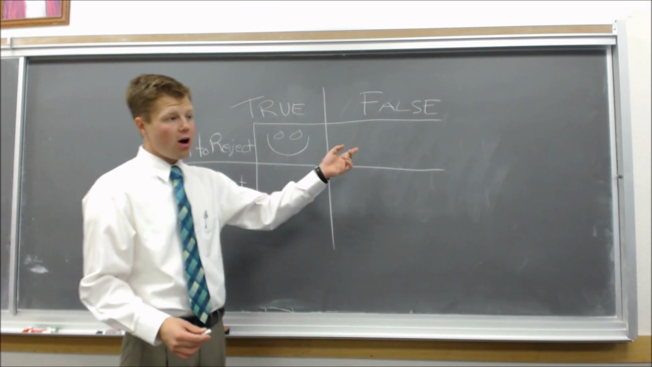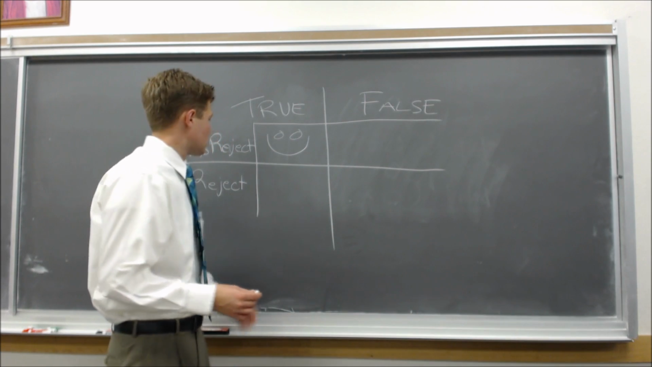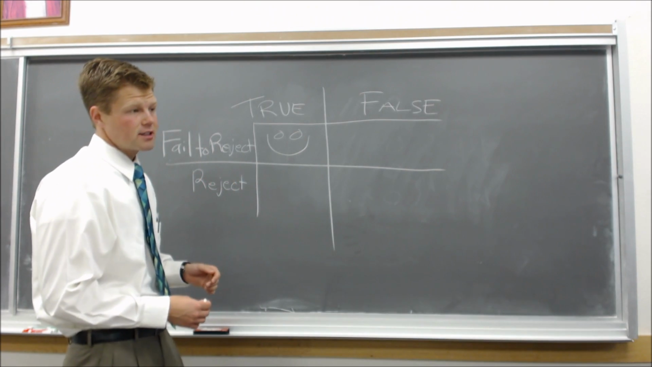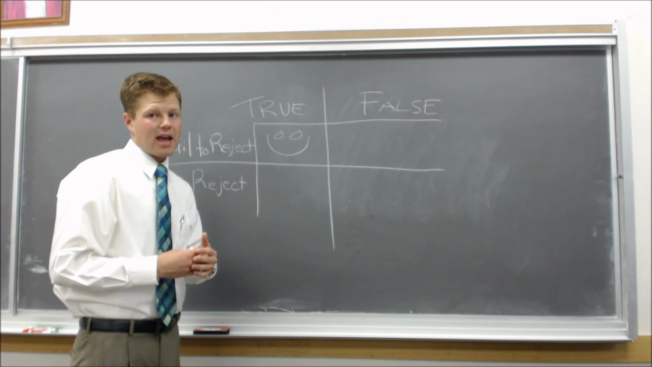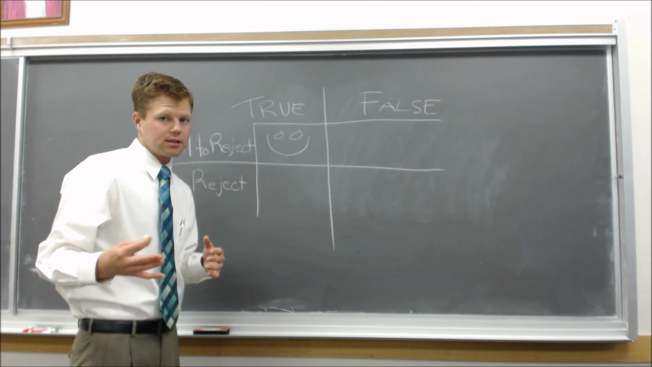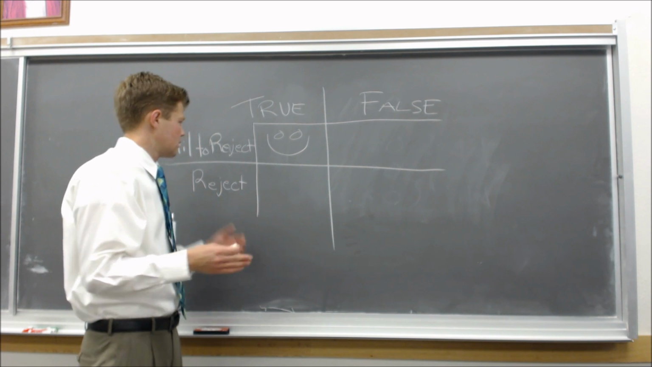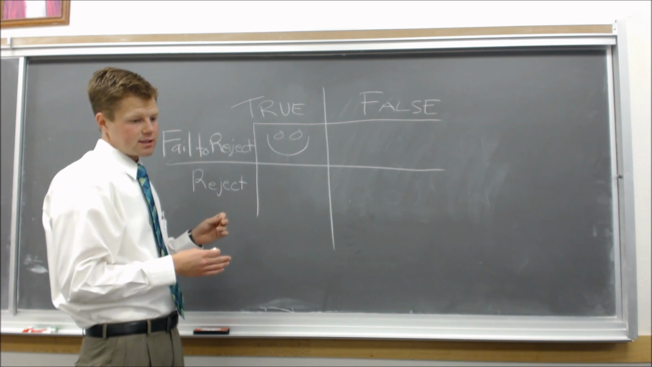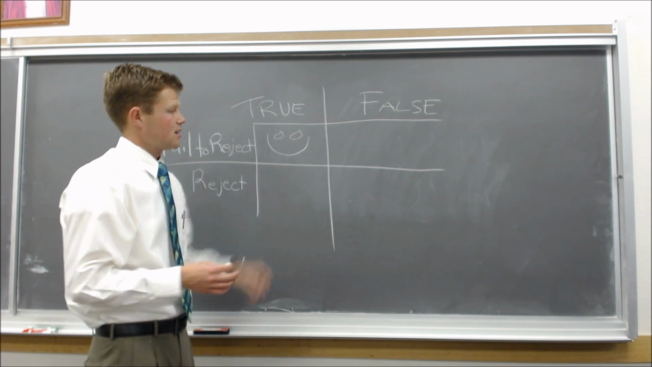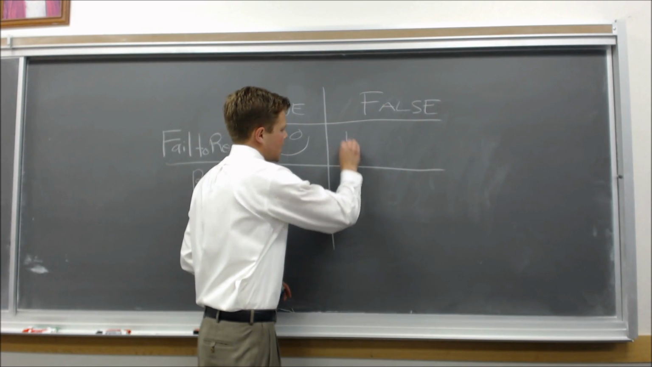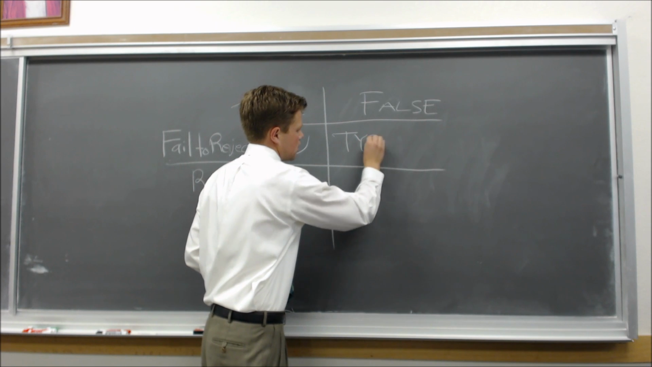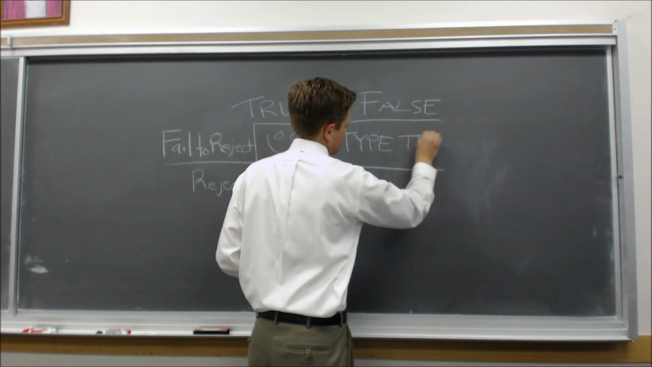Now, if it is false, but we fail to reject it, so let's say in reality the average body temperature is 100 degrees, but our sample came back and said that nope, it is 98.6, but in reality it's not, then we have made a type 2 error.